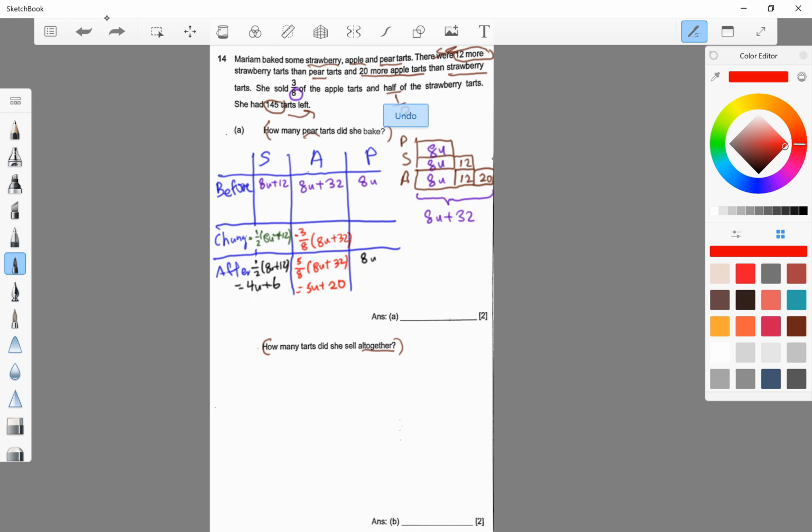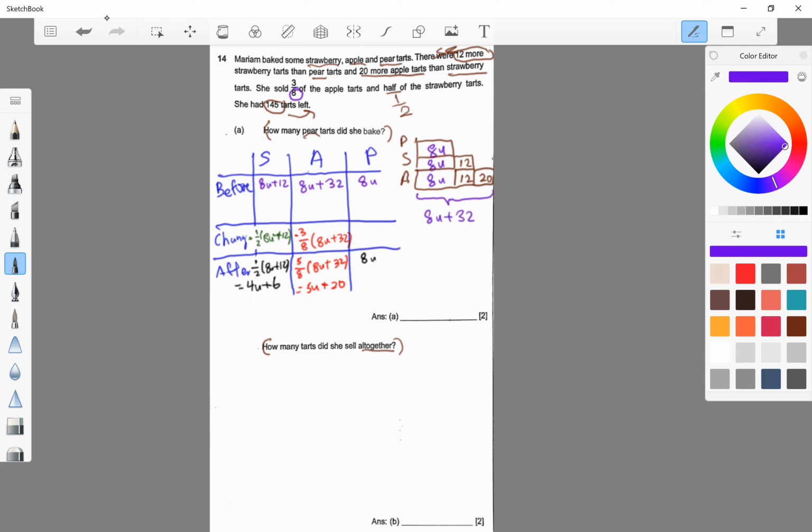Okay, let me just do my best to write clearly. So 5 out of 8 of 8 units plus 32 becomes 5 units plus 20. The calculator will be very useful in this case to get us our solution, because 5 out of 8 multiplied by 32 happens to be 20. And it's given that she had 145 tarts left. Okay, so that will be our starting point.